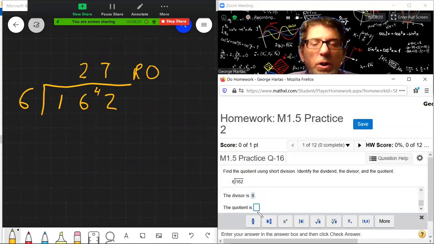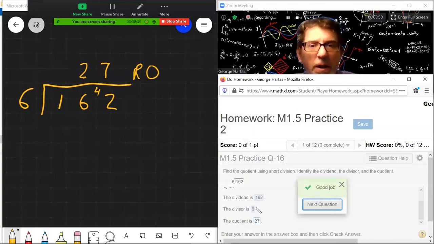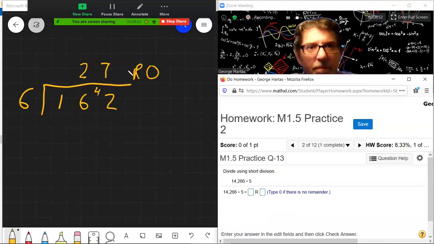The quotient is the whole number part of the answer right here. It's the whole number part of the answer. So in other words, it's 27. If there was a remainder there, like 5 or even 0, don't put that as part of the quotient. That's remainder. The quotient is this part here. So in our case, it's 27. They don't ask for the remainder, but that would be the remainder. Okay.